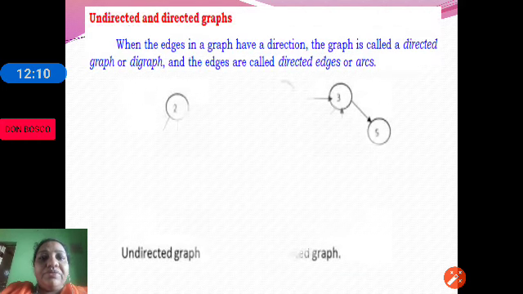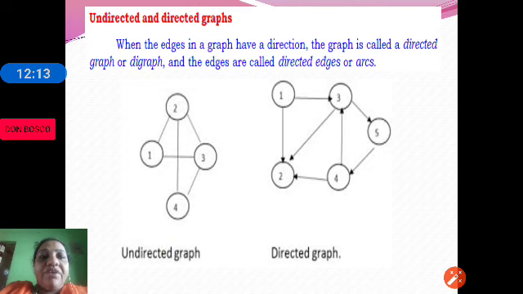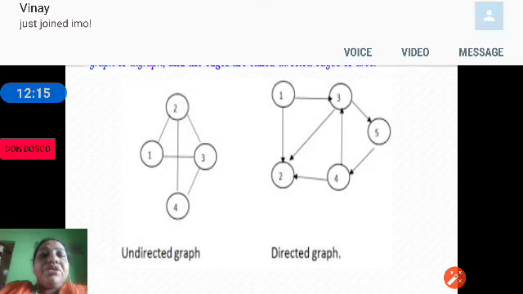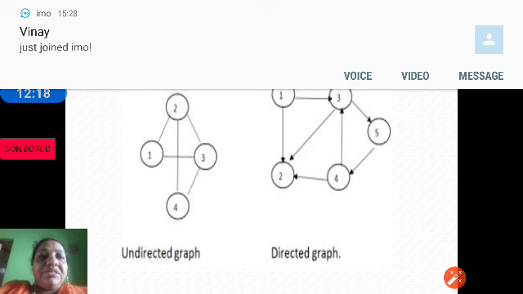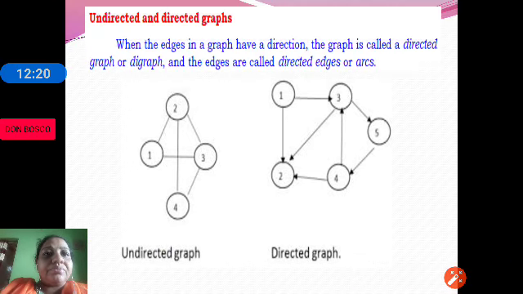There are two types of graphs. One is undirected graph and the other is directed graph. In undirected graphs the edges will not have any arrows or directions. In a directed graph the edges are marked with the directions. A directed graph is also called a digraph. As you can see here, the edges will have an arrow mark in the directed graph. In undirected, there are no arrows.